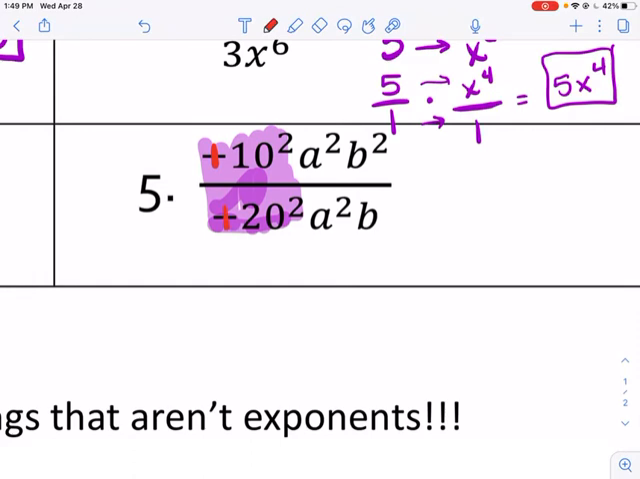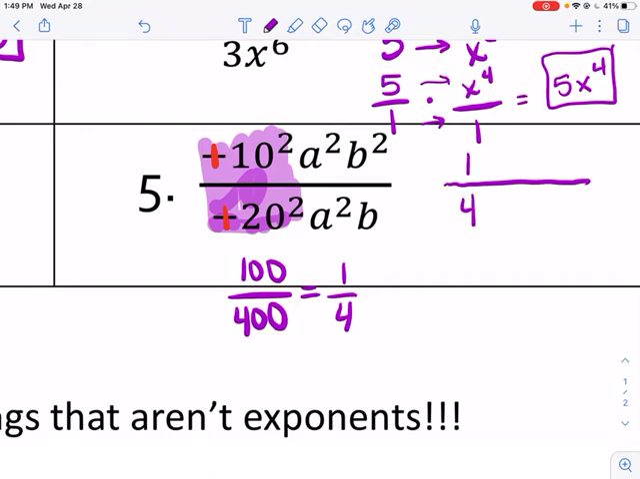Now there's a couple ways to do this. You could rewrite these as 10 squared, which is 100, over 20 squared, which is 400. Then simplify, and that equals 1/4. And then put in our fraction, we're going to put 1 on the top and 4 on the bottom.